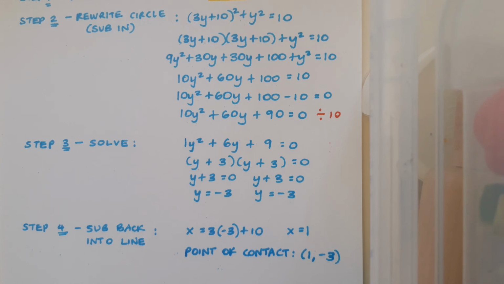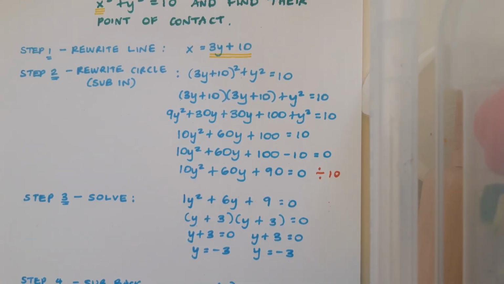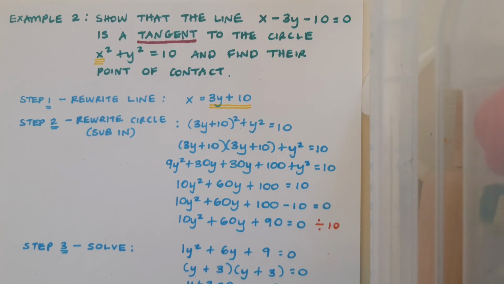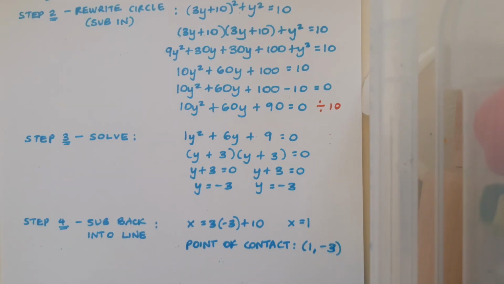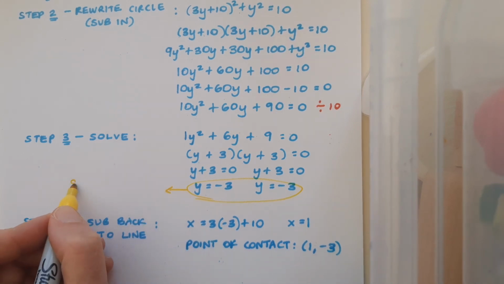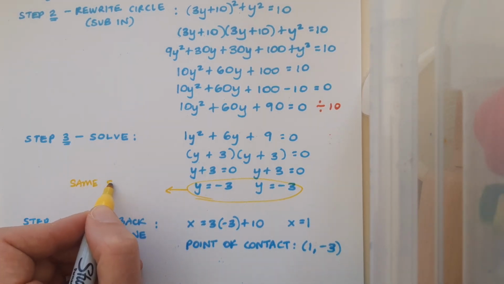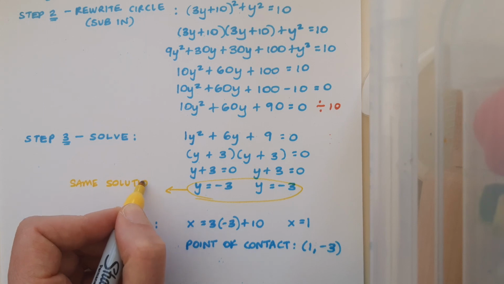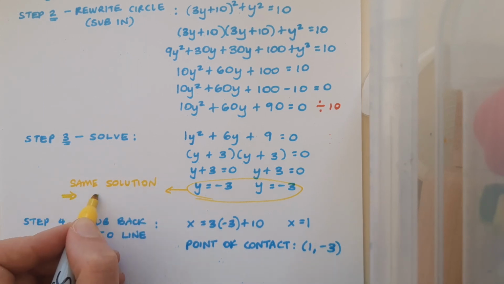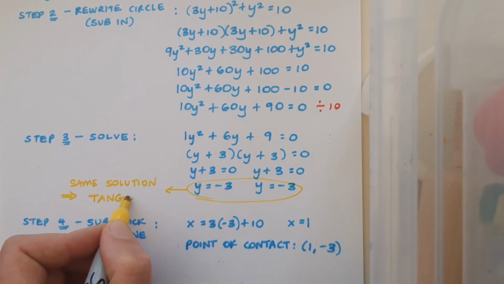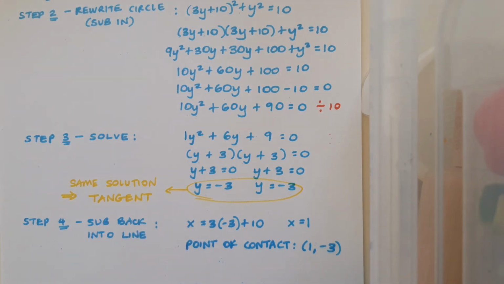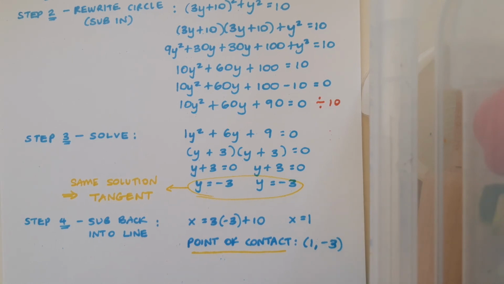I was asked as part of the question to show that the line was a tangent to the circle. We're doing that by solving and finding that there's just one point of contact. And there's no harm to actually point that out at this stage here. So it's a same solution, or repeating solution if you like. And that means we have a tangent. And the point of contact that we were asked about then is that final point 1, minus 3.